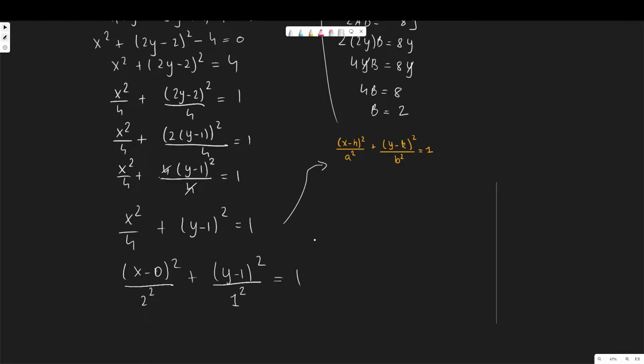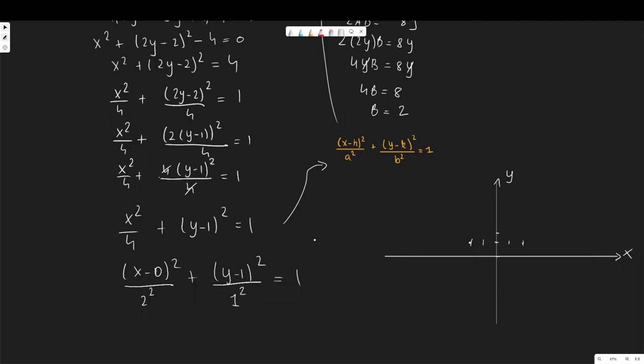So let's start by drawing our y-axis and then our x-axis. So the center point will be 0, 1, and the distance parallel to the x-axis will be 2, because a is 2. So 1 step, 2 steps to the right, and 1 step, 2 steps to the left. So this will be the endpoints of the ellipse. And then for the distance parallel to the y-axis, b is just 1, so we only have to go one step up like this, and 1 step down like this.